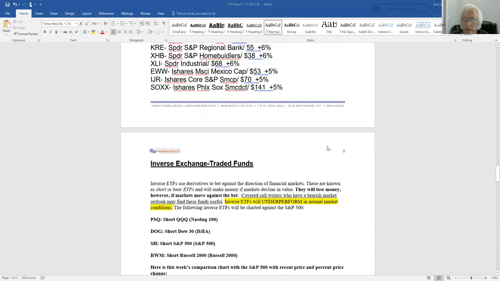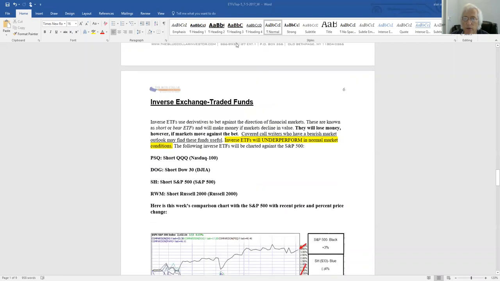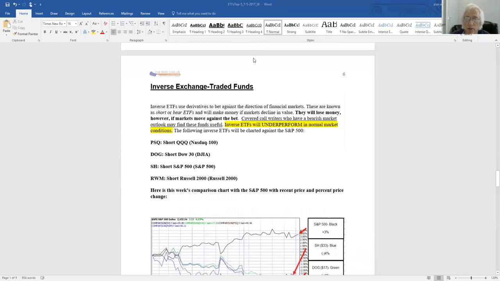All right, let's go down to page 6 now. And this particular page focuses in on the inverse exchange traded funds. And those are funds that are inversely related to certain market benchmarks. As an example, PSQ will go in the opposite direction as the NASDAQ 100, or the top 100 non-financial companies that trade on the NASDAQ exchange. So in a bear market like we had in 2008, these securities would have been amazing to make a lot of money.